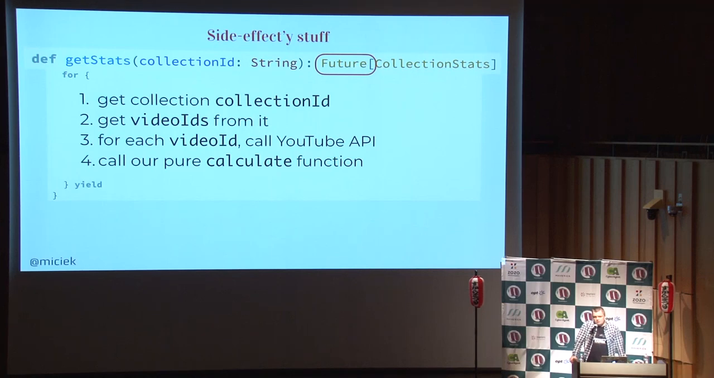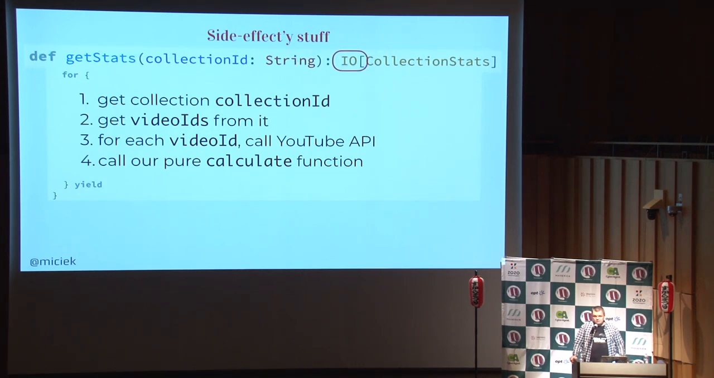In Scala, we have a similar thing, right? Future is basically a very similar thing in terms of API and what's possible and how it behaves. So could we do something like that? Future of collection stats? Yes, we could. But I argue during this presentation, until the very end, that this is too powerful a type. Future is too powerful an effect type.